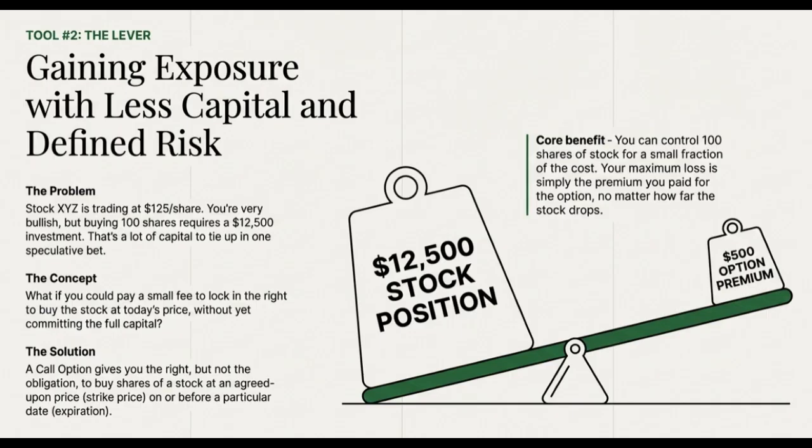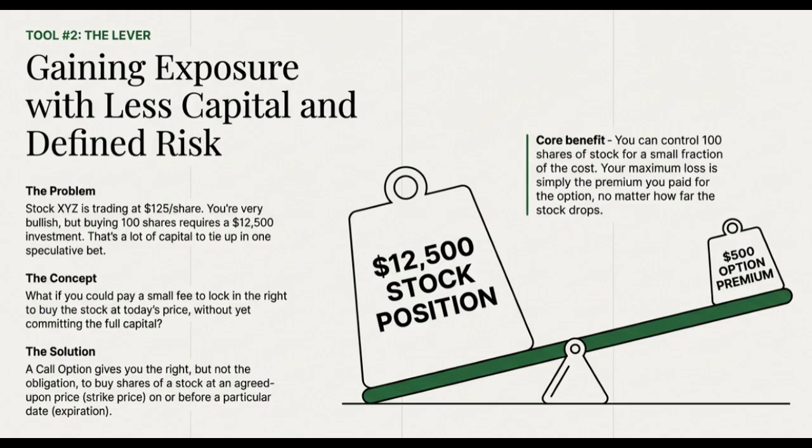The second challenge is capital inefficiency. If you want to buy 100 shares of a $125 stock, you need to tie up $12,500. That is a huge commitment of capital. And this is where tool number two, the lever, comes in. What if you could pay a small fee to lock in the right to buy the stock later? The solution is a call option.